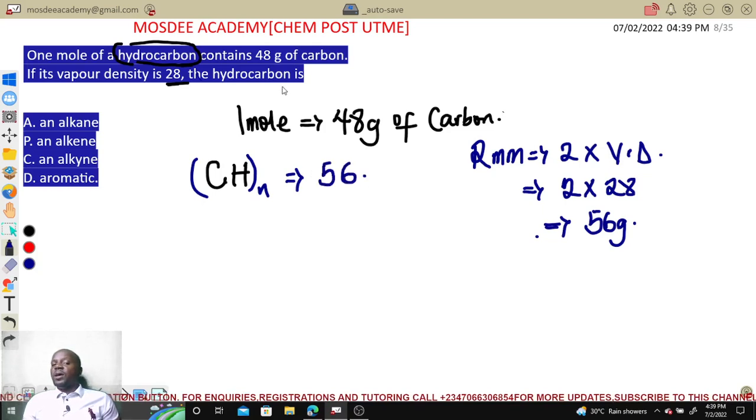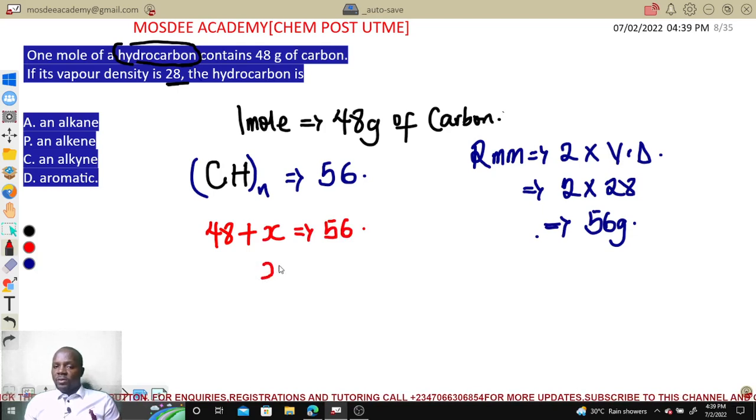And the question says we have to find the hydrocarbon. I think it's now easy from the way I've simplified it. So to get the hydrocarbon, 1 mole of this substance was said to be 48, plus H, we don't know, let me just call it X, is equal to 56. On simplification, X is equal to 56 minus 48. So X will be equal to 8.